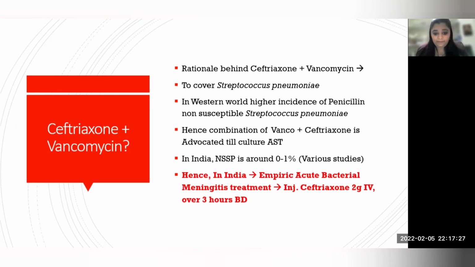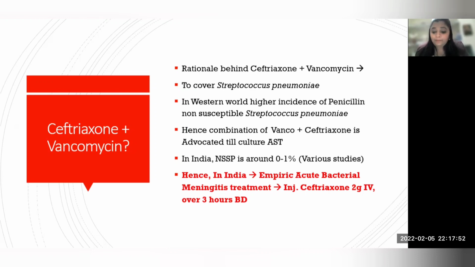But when you look at the same thing in India, the NSSP, that is non-susceptible Streptococcus pneumoniae, is very less. It can range between 0 to 1%. Again, there is no nationwide study, but various individual retrospective studies suggest the prevalence is very low, 0 to 1%.